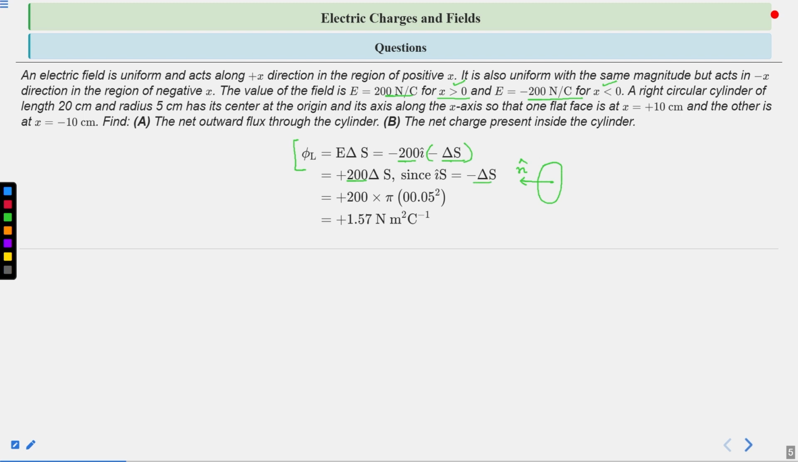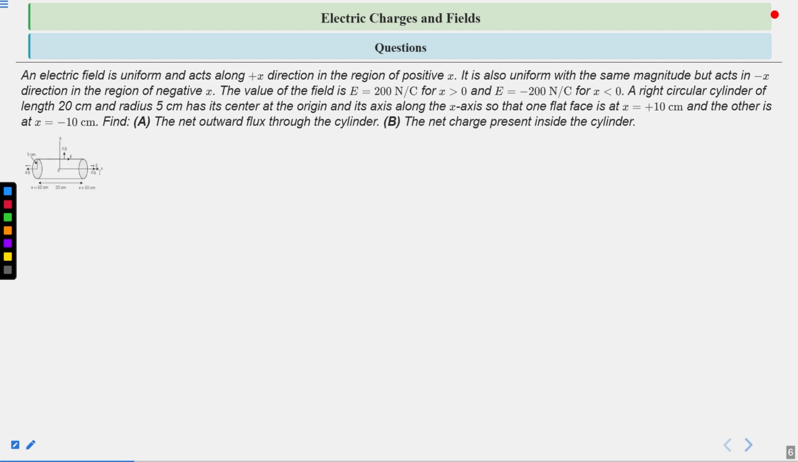Delta S. So 200 into delta S, which is pi r square. Pi, the value of r is this one. Radius is given as 5 centimeter, so it will be 0.05 square. Now when we solve this term, we get the flux through the left face of the cylinder, or we can say the left circular face of the cylinder, as 1.57 Newton meter square per coulomb.